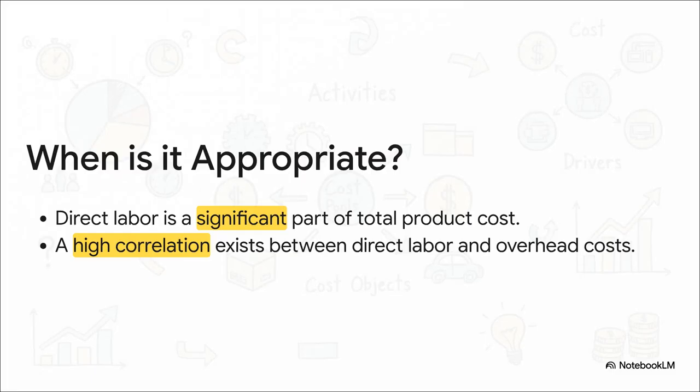Now, let's be clear. This system isn't inherently flawed. It was simply designed for a different era of manufacturing. It maintains its validity perfectly well under 2 specific conditions. 1, direct labor has to be a significant portion of the total product cost. And 2, there needs to be a very high correlation between those labor hours and the overhead costs being incurred. Think of a labor-intensive assembly line from 50 years ago. In that context, this approach works just fine.